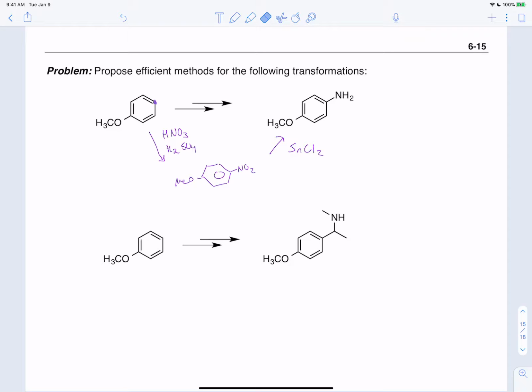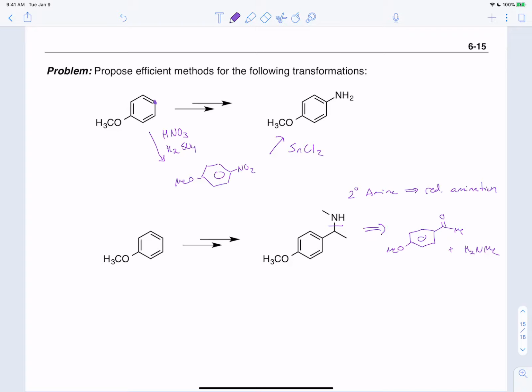This next problem is a little bit more involved, right? Because we end up having now to make a secondary amine. So secondary amines, we probably want to be thinking about reductive amination. And from reductive amination, we know that if we break this, we'd retrosynthetically go back to the corresponding ketone and methylamine. So this actually simplifies the problem quite a bit, right?